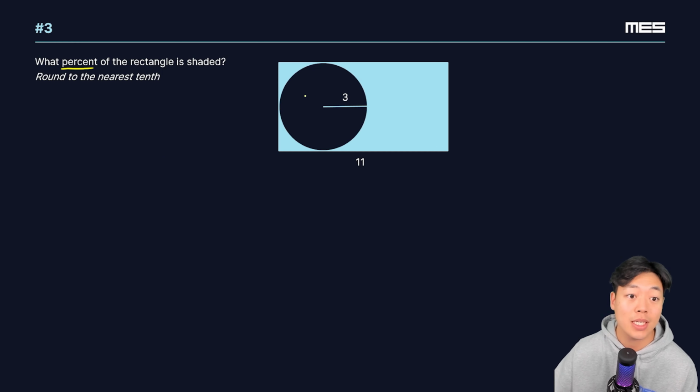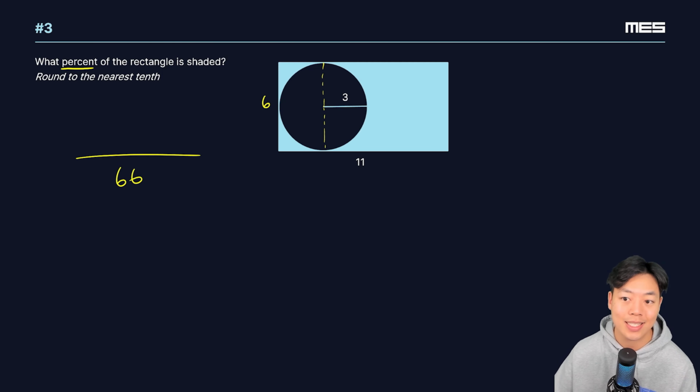So first, let's figure out the area of this box. We know that the radius is 3, so that means here's one radius, here's another radius. So this side will be 6. So in total, we're working with 66 as our area of the rectangle. Now, from that 66, I'm going to subtract the area of the circle. The area of the circle will be pi r squared, r being 3. So that'll be 9 pi.